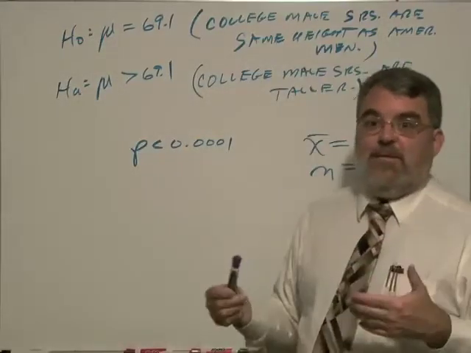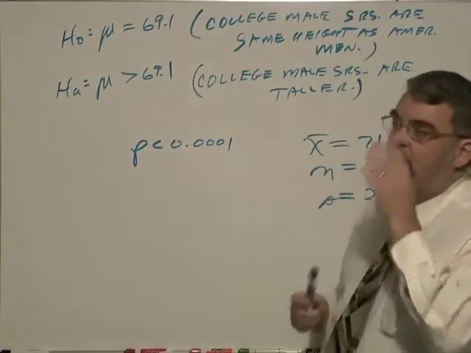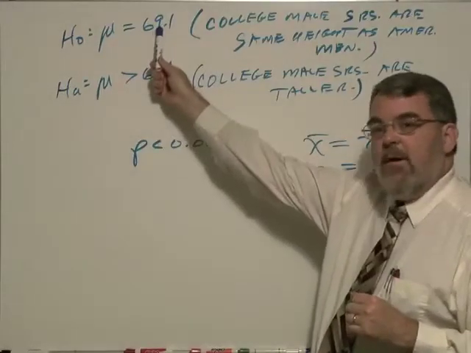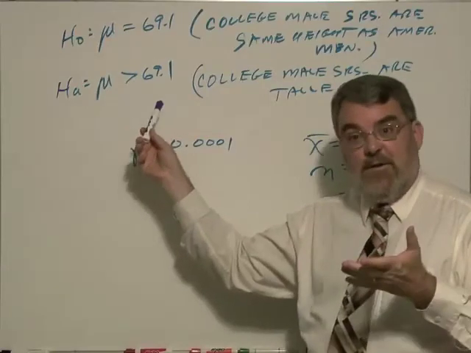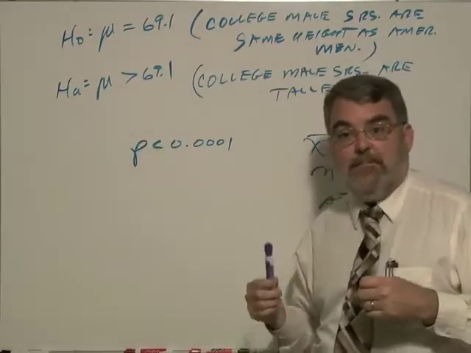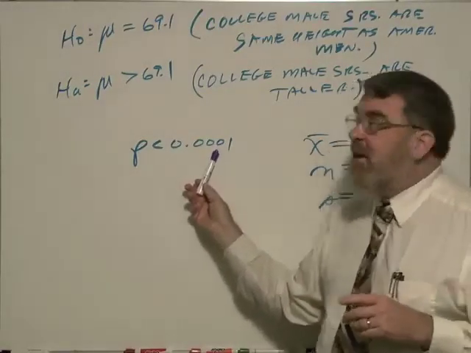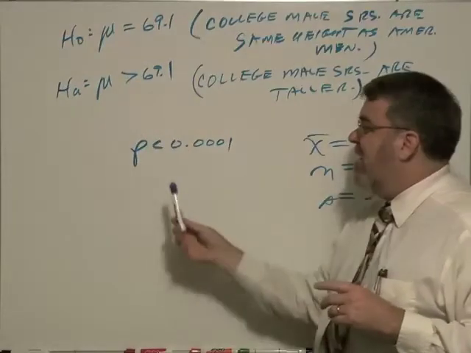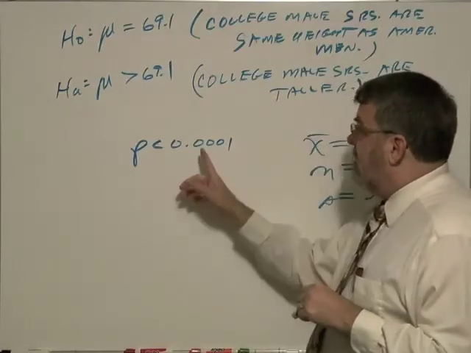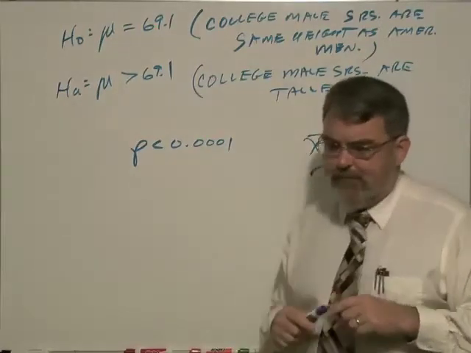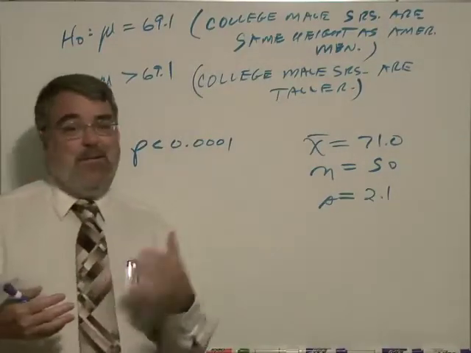Again, let me explain what that means to reject a null hypothesis with this p-value. It says that by rejecting this null hypothesis in favor of the alternative, I'm claiming that American college men are taller than the average American man, based upon this evidence. And the probability that I'm making a mistake in rejecting the null hypothesis is less than 1 in 10,000. So the odds are very low that I'm making a mistake with this.